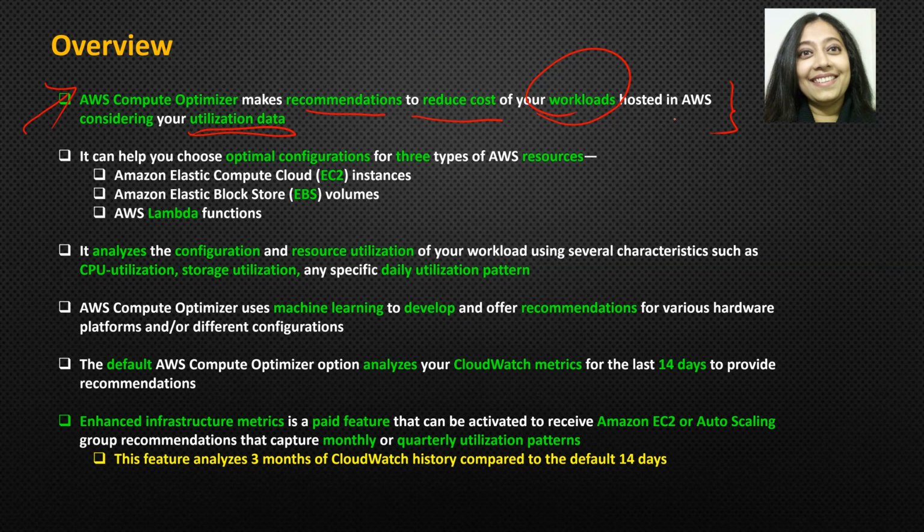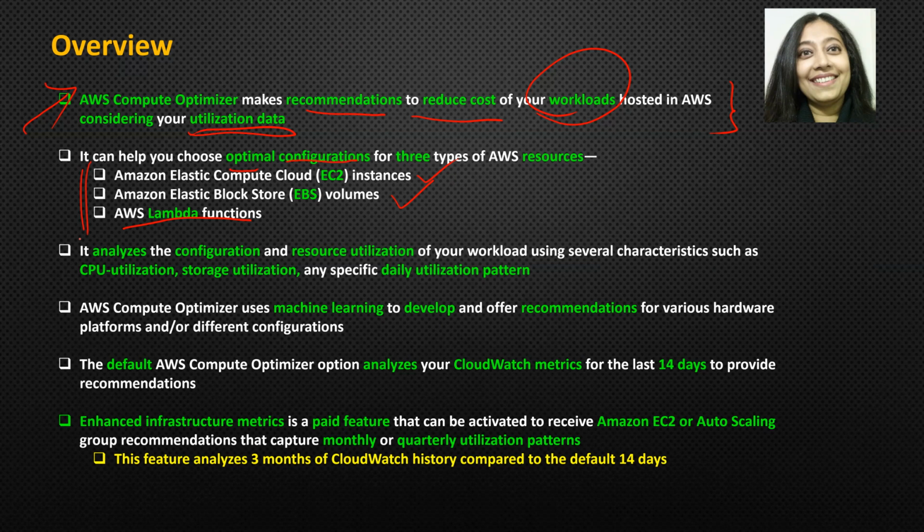Now, this particular service basically helps you to optimize three types of resources, right? First is EC2 instances. Second is EBS volumes, and third is Lambda functions. So you can use AWS Compute Optimizer to make recommendations that provide optimal configuration for these three types of resources.